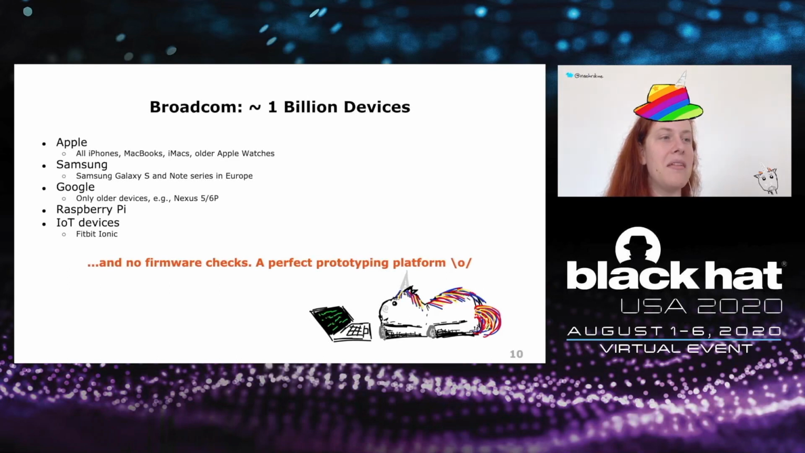And well, these chips are used in so many devices, like really all iPhones, all MacBooks, iMacs, and also the older Apple Watches. The newest Apple Watch has a different chip. The Samsung Galaxy S series, Note series, and so on in Europe. Also the older Google Nexus phones or Raspberry Pis, a lot of IoT devices. So there are many devices to pick from that can now be used to test certain attacks for prototyping.